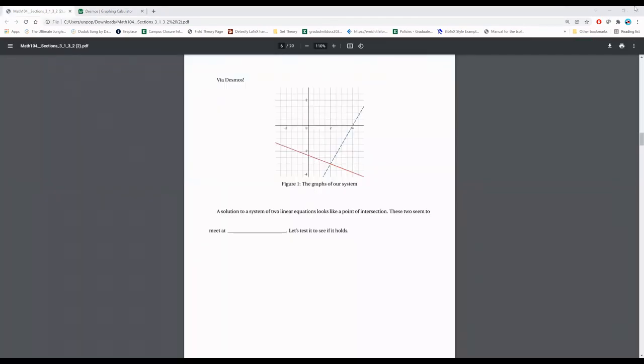Okay, I put that graph here in our notes so that we can refer back to it. It says that the solution here, it looks like a point of intersection. This was our point of intersection. And we found that, according to Desmos, that was the point 2, -3. We can confirm this by putting 2, -3 in both equations and checking to see that it makes both of them true.